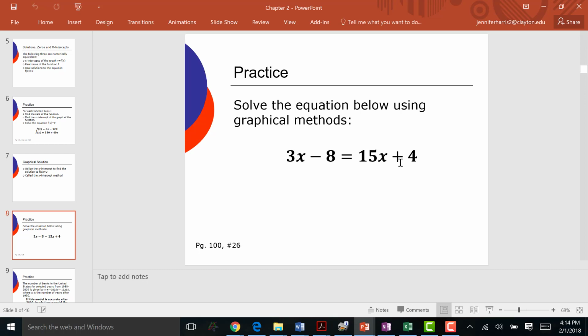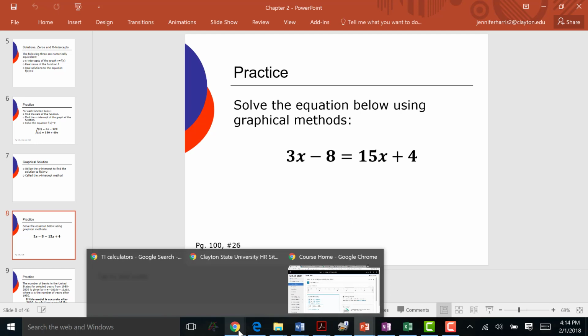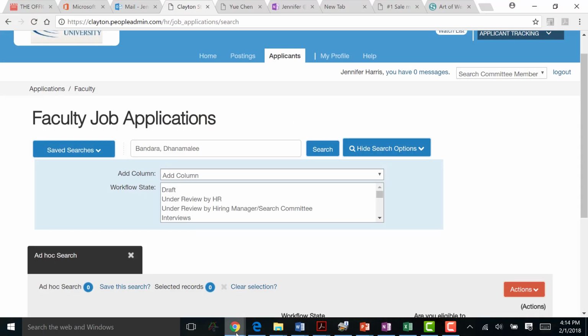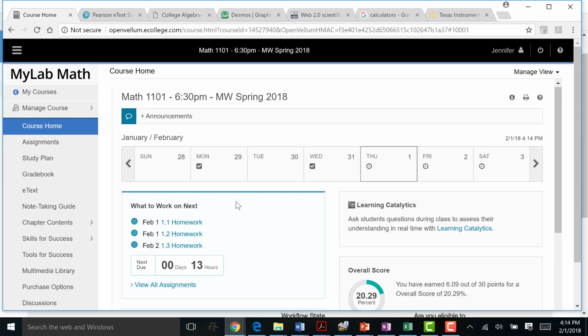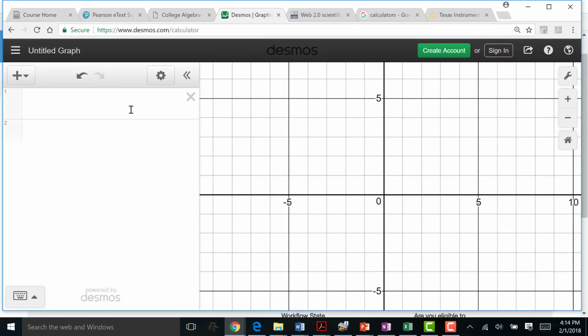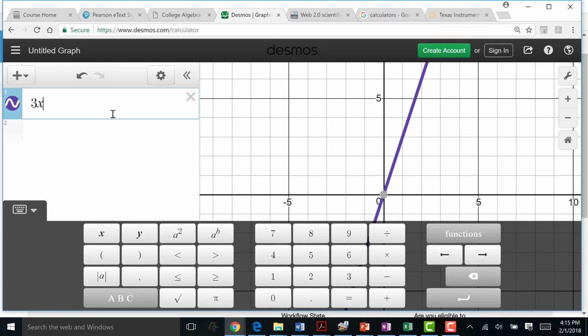Did you get a picture of a graph? No, you didn't. What did you get? You did get a straight line. What else did you get? Is that it? Let me type it in and see what I get. 3x minus 8, 15, 4. 3x minus 8. That's not what I want to do. Okay. What's the answer?